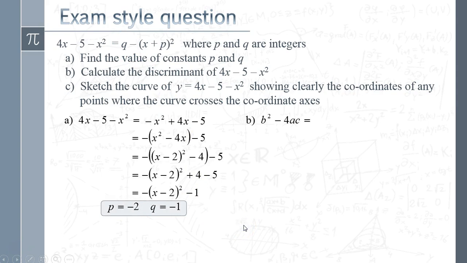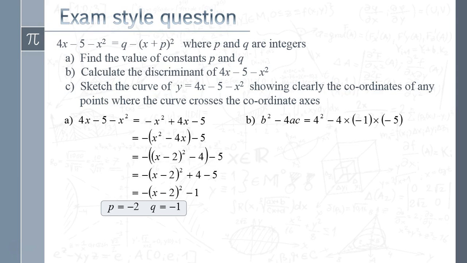Part B, we've got to calculate the discriminant, b squared minus 4ac. And again, don't get caught out because the way this equation is written is not in the order that you normally get. So we've got A is going to be minus 1, there's B, which is going to be 4, and there's C, which is going to be minus 5. Always a good idea to write those values down on your paper so you're thinking carefully before you start plugging them into the equation.